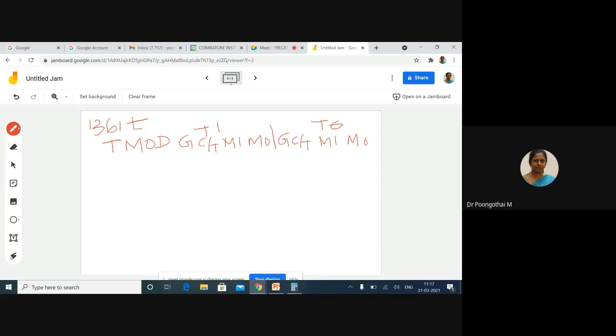So what is the T mod value in case of 13-bit timer mode? For 13-bit timer mode, these 4 values are going to be 0. What about G? G is 0. What is C bar T? 0. M1, M0? 0, 0. So what is the T mod value for 13-bit timer? 0, 0. For the 16-bit timer, find out.